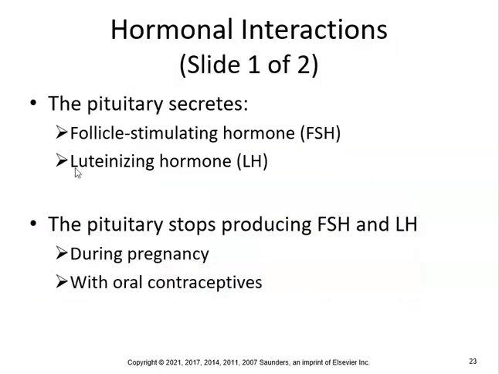The pituitary secretes follicle-stimulating hormone, which is FSH, and luteinizing hormone, which is LH. The pituitary stops producing FSH and luteinizing hormone during pregnancy, and then of course with oral contraceptives. Okay, so that is why you don't release an egg, because pregnancy. So oral contraceptives really tell your body that you're pregnant, and therefore will stop secreting FSH and LH, and that is why you don't get pregnant.